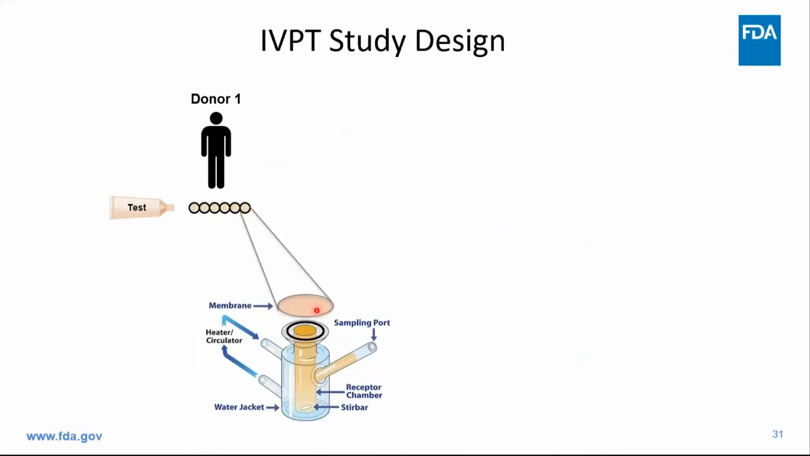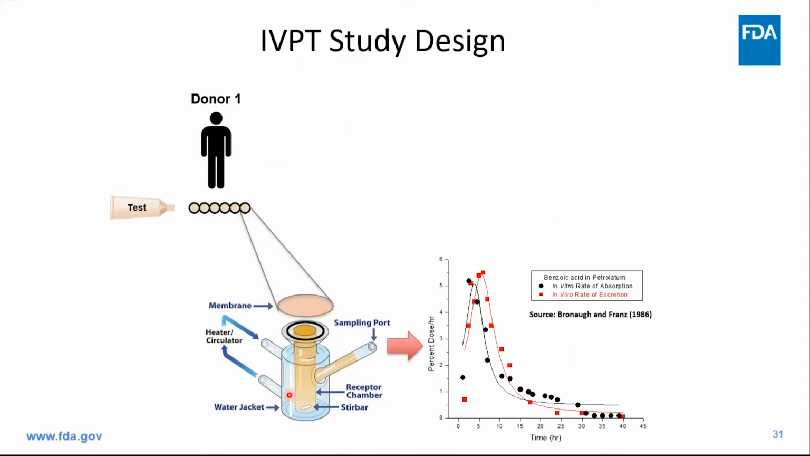Well, a typical IVPT study design involves taking skin from a donor, from an individual, we call them a donor, and typically taking multiple replicate skin sections. This is mounted on a diffusion cell and dosed with the product, and then that pharmacokinetic sampling from the diffusion cell gives you that cutaneous pharmacokinetic profile. Now that's done not only with the test product, but with the reference product using skin from the same donor, compared in the same donor using multiple replicates.